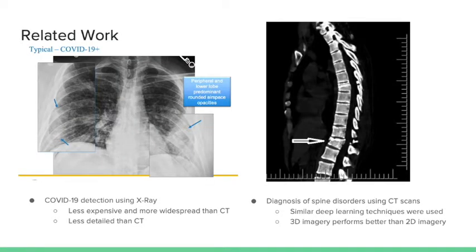For related works, in a study done by the University of Waterloo, researchers utilized X-ray instead of CT scans to detect COVID-19. This is cool because X-ray is less expensive and more widespread than CT. However, it is less detailed. Similarly, in a study done by General Electric, researchers used deep learning techniques to diagnose spine disorders. This is cool because they use similar techniques to us. However, we are using CT scans to diagnose COVID-19.